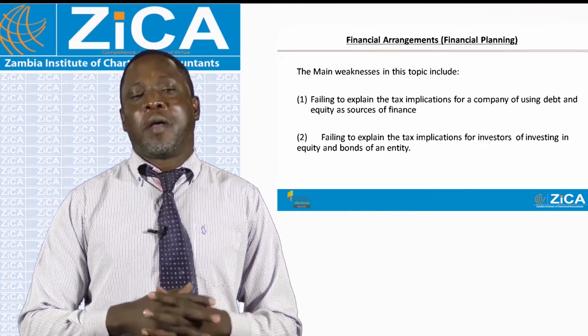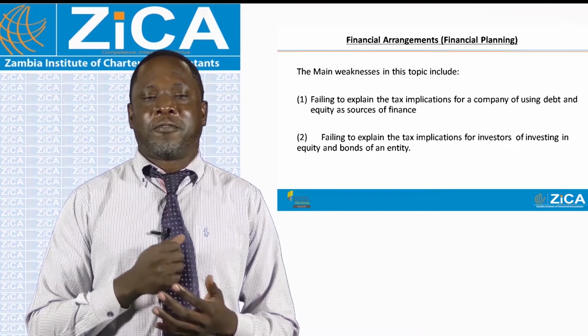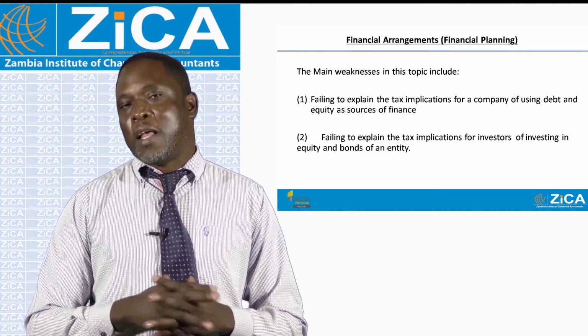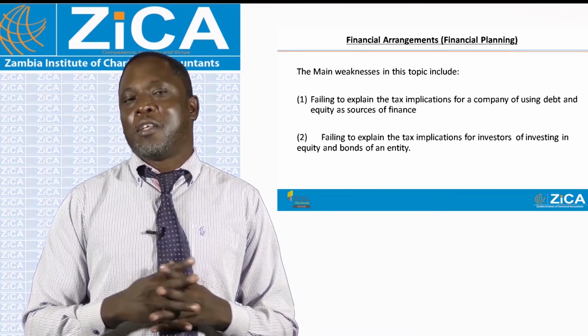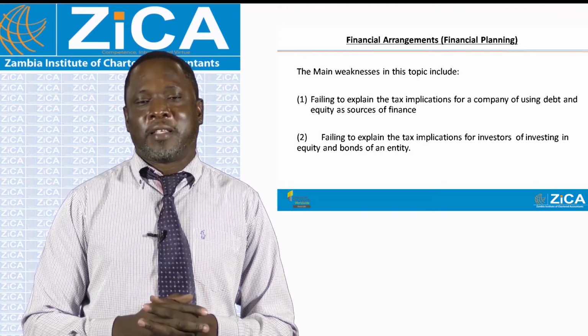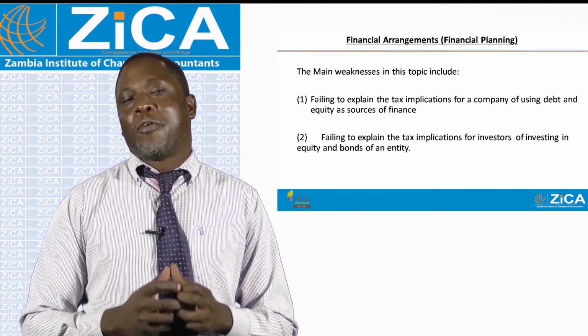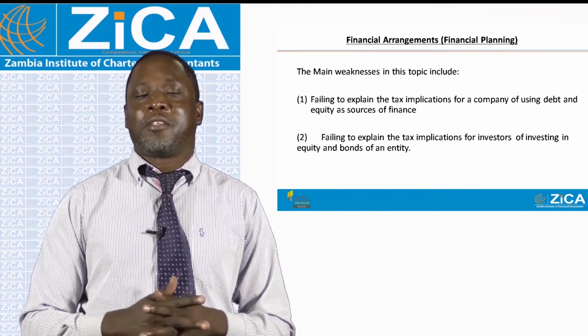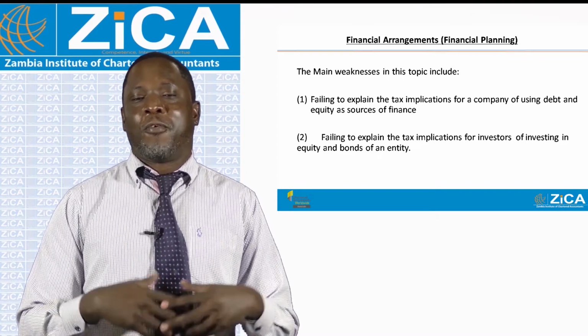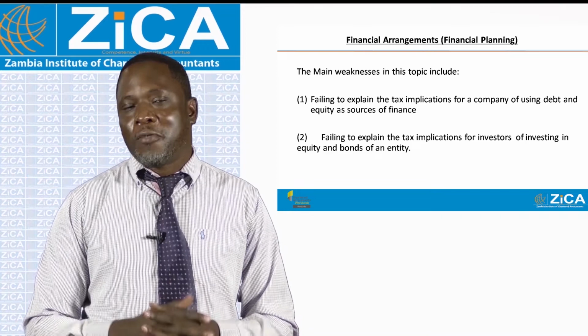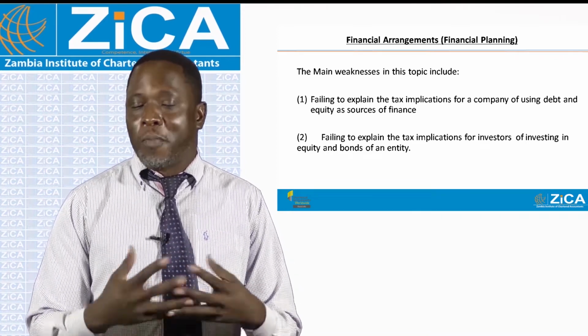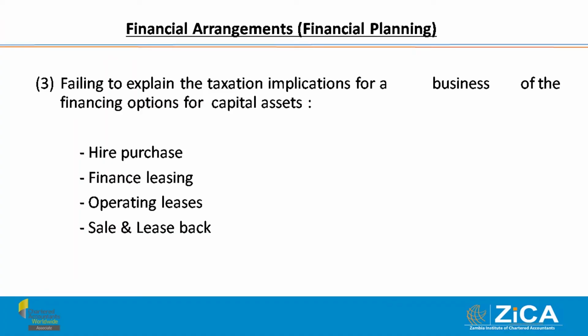The students normally fail to explain the tax implications for a company of using different sources of finance. They will also fail to explain the tax implications for investors investing in equity or debentures or bonds of an entity. Students also fail to explain the taxation implications for a business of the various financing options for assets.